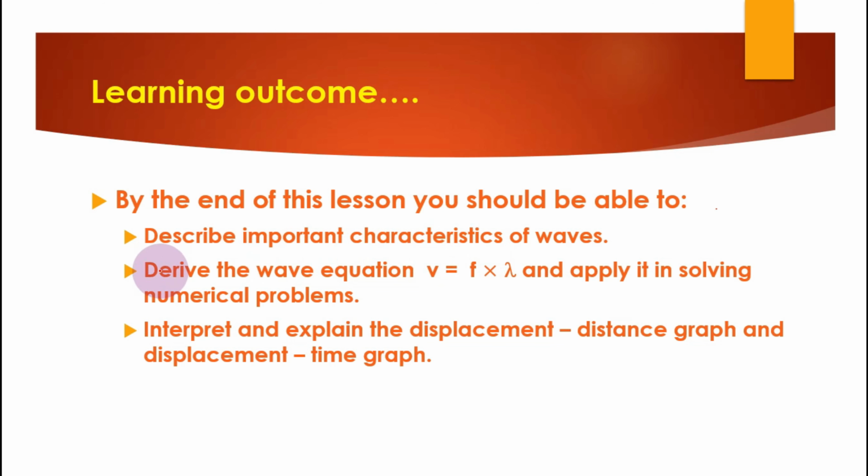Then we are going to derive a very important formula, which is known as the wave equation as well, and that is v = fλ. v is speed or velocity, f is frequency, and λ is wavelength. And by applying this formula we can find any parameter. Suppose that if these two values are given, we can find out lambda, etc. Then interpret and explain displacement-distance graph and displacement-time graph.